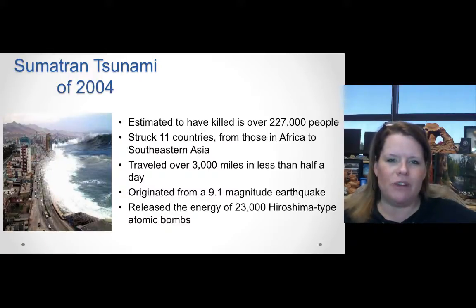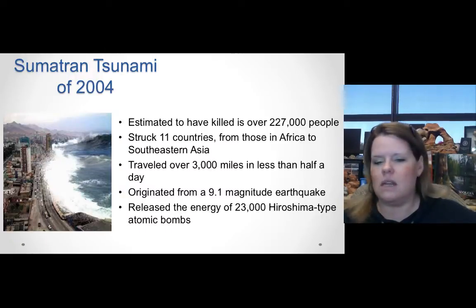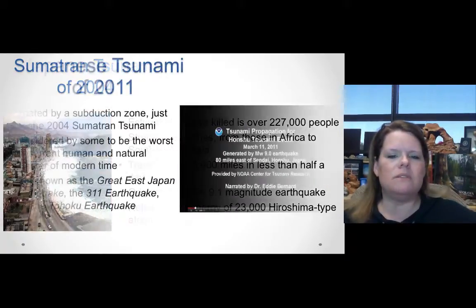The tsunami was traveling at the same speed. It had to do with warnings that helped save their lives. So it traveled over 3,000 miles in less than half a day and originated from a 9.1, it's really 9.15 if you want to be technical about it, magnitude earthquake, and released the energy of 23,000 Hiroshima-type atomic bombs.